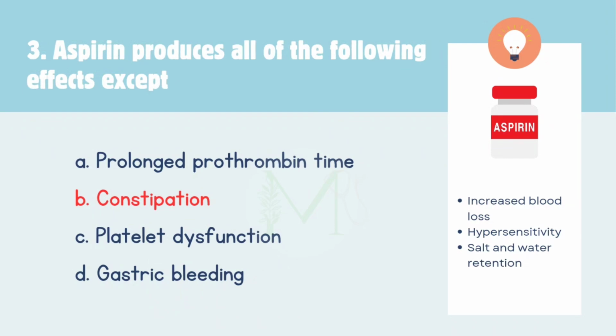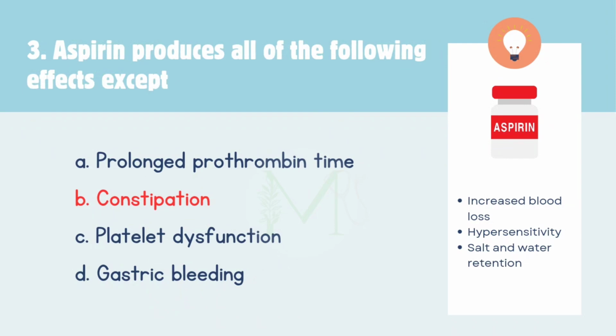The third option is platelet dysfunction. Aspirin causes platelet dysfunction by inhibiting COX-1 and thereby impairing platelet aggregation. And therefore, this is utilized clinically to prevent blood clots. The fourth option is gastric bleeding. Aspirin can cause gastric bleeding due to inhibition of prostaglandins that protect the gastric mucosa, making the stomach lining more prone to irritation and ulceration.